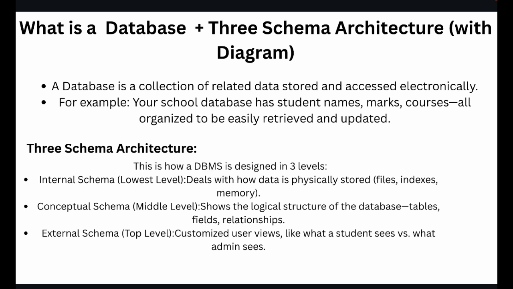The three schema architecture is one more main topic. So there are three levels: internal schema, the lowest level, conceptual schema, the middle level, and the external schema is the top level. Internal schema is the level at which data is physically stored, like data stored in files, memories, indexes. Conceptual schema is the middle level which shows the structure of the database, like tables, fields, and relationships, the way you enter the database.